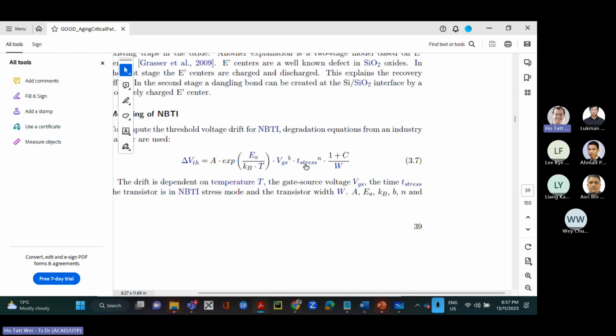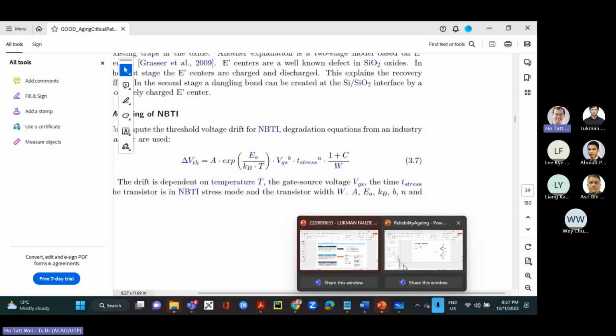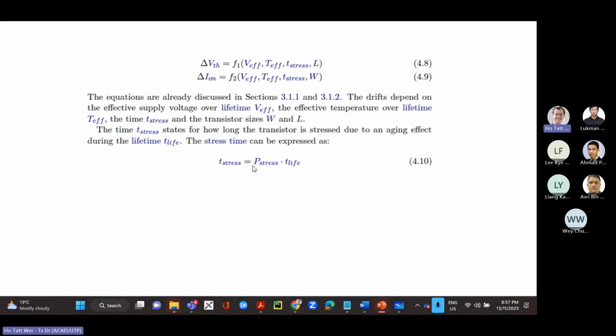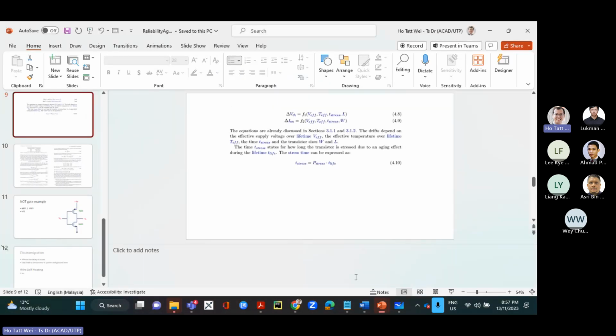T-stress, so you have to understand how to calculate it, how to estimate it. And T-stress is basically nothing else but the probability or the percentage of time that it is under stress, times the total lifetime of this circuit, how long you're operating. So T life will be, say, 5 years or 10 years. P stress will be the proportion of that time where it's under stress.